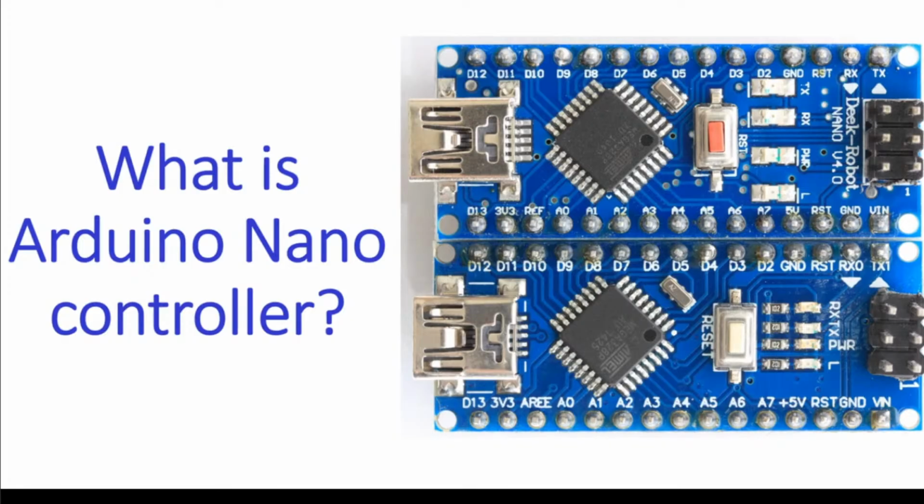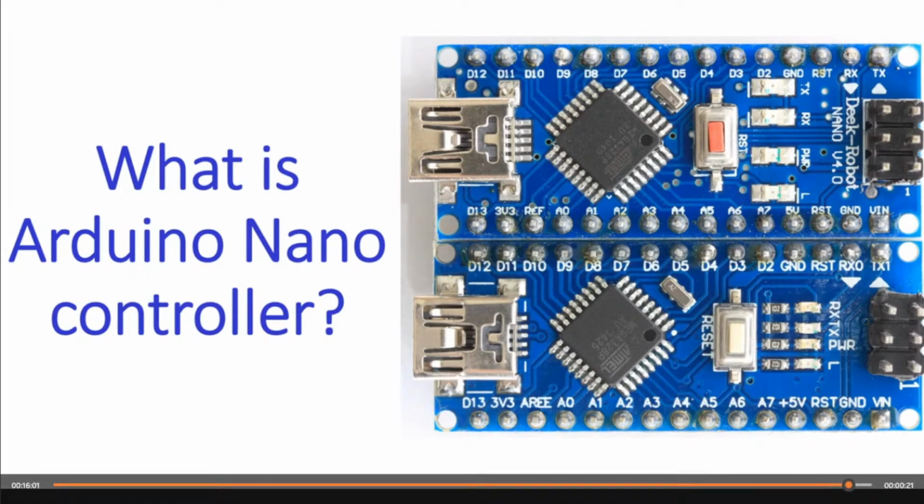The operating voltage is 5 volts and input voltage can vary from 7 to 12 volts as per the Arduino website. It has a flash memory of 32 KB and a clock speed of 16 MHz. It can communicate with a computer, another Arduino and other microcontrollers. There are 8 analog in pins and 22 digital I/O pins. It weighs only 7 grams and has a size of 18 by 45 millimeters.